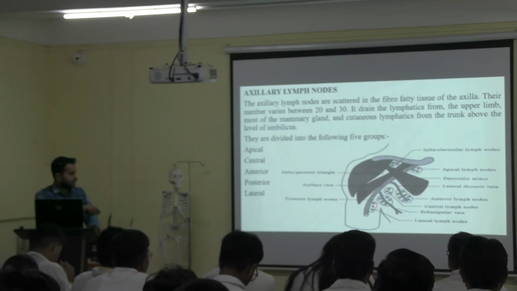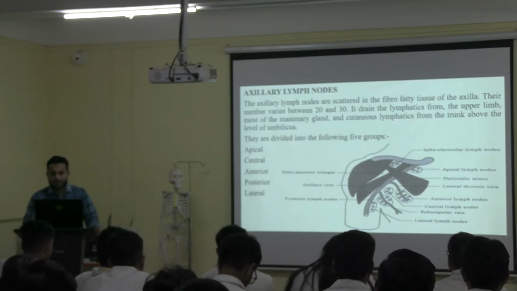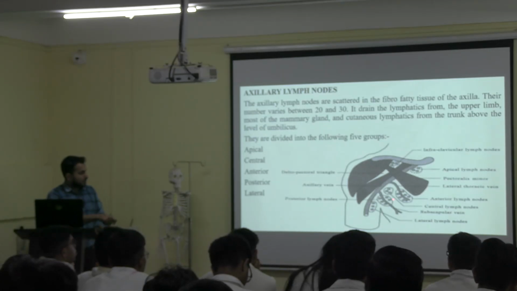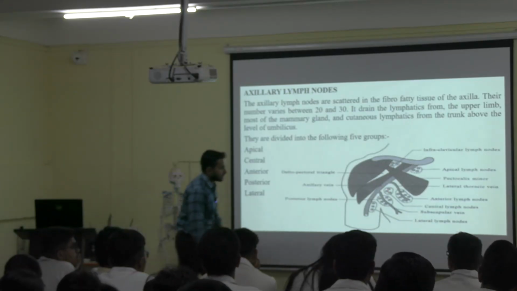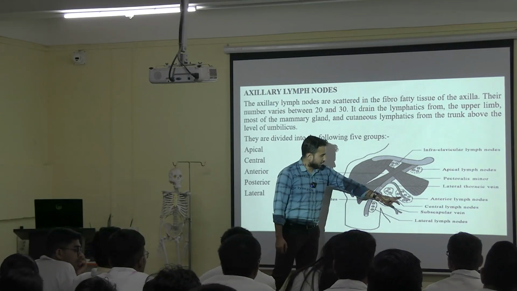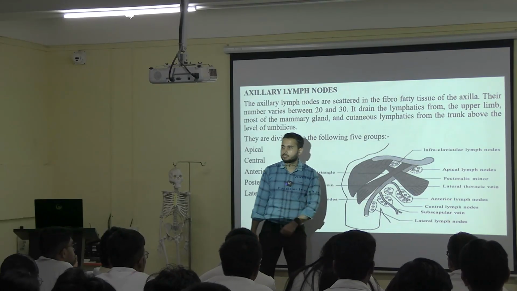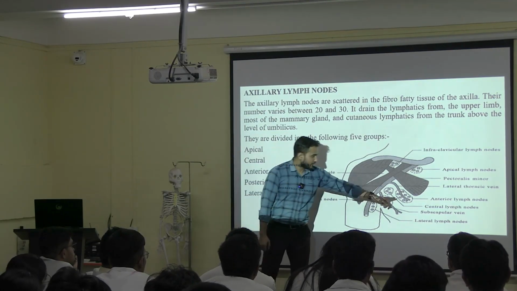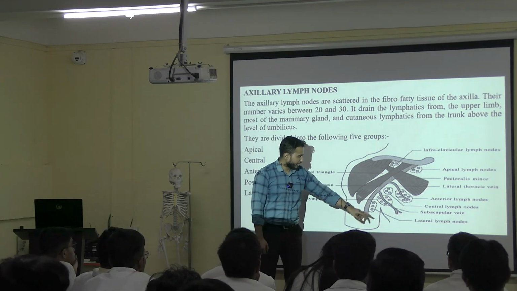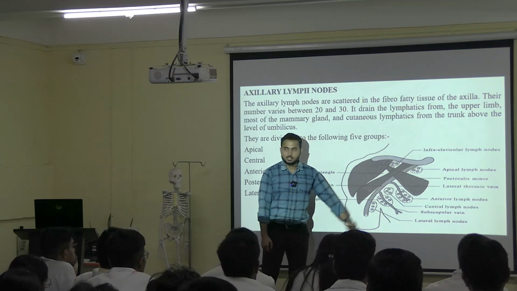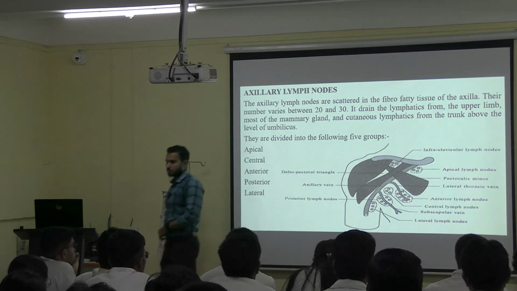You can see this is the axillary vein, medial to the axillary vein they are present, and they are mainly draining the upper limb. Most of the upper limb is drained by them. Next is the central group. Here you can see the central group. So what is the function of the central group? From these three groups of lymph nodes, the lymph is going to the central group. That means from the anterior, posterior, and lateral groups of lymph nodes, the lymph is draining into the central group of lymph nodes.